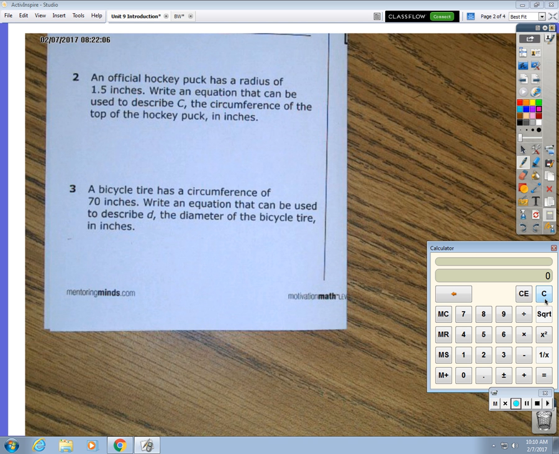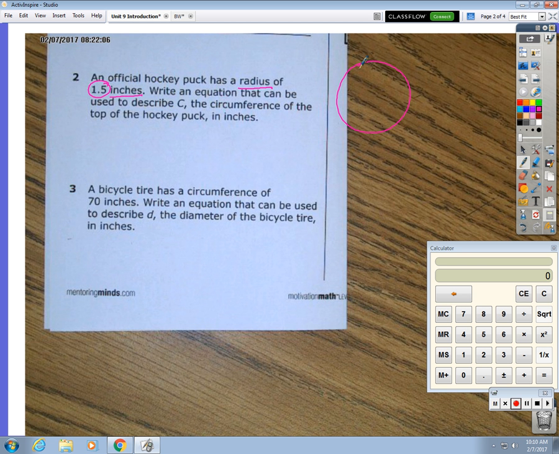Okay, number 2. An official hockey puck has a radius of 1.5 inches. Write an equation that can be used to describe C, the circumference of the top of the hockey puck in inches. What shape is a hockey puck? A circle. Okay, a hockey puck is a circle. Draw it, yeah. You do C over D.